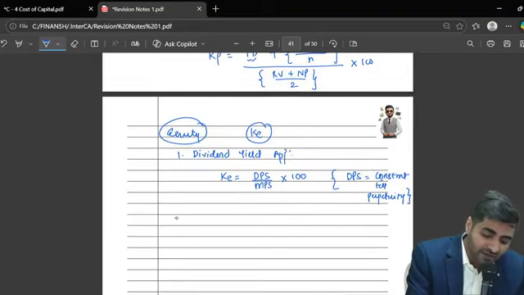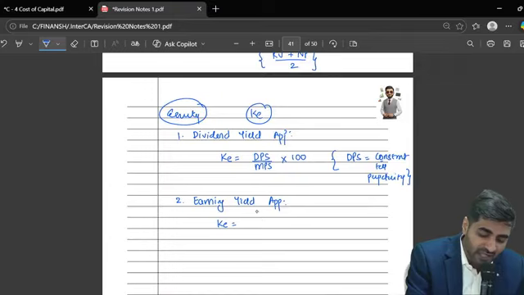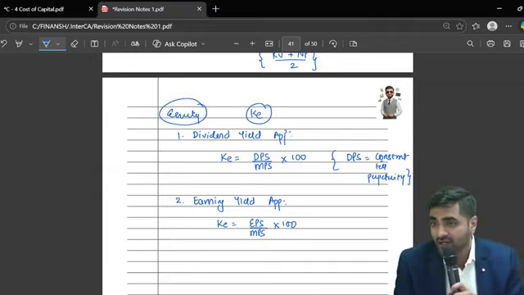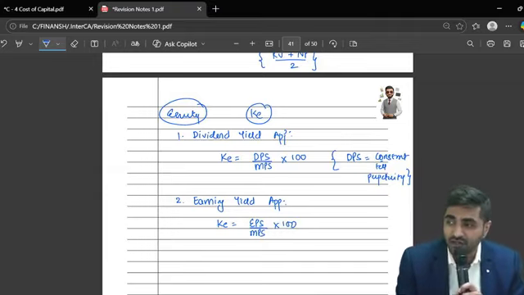Then my dear students, we have the second part, which is also called your earning yield approach. Can you please tell me now what's the formula for your earning yield approach? So your K will be, instead of dividend per share, we have to take what? Earning per share upon market price per share into 100. Can I say this is how we can also calculate your KE? Come on, yes or no?